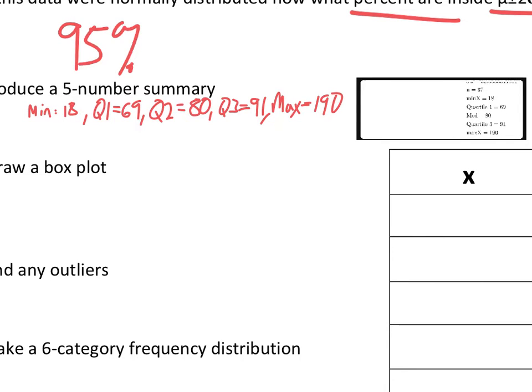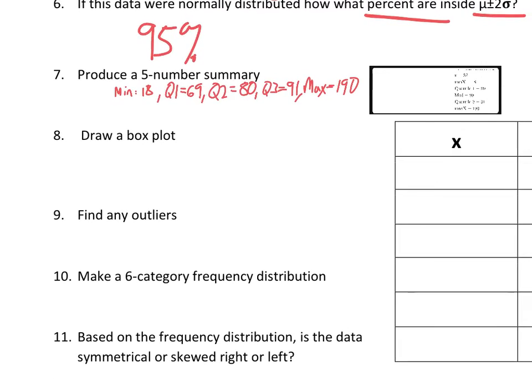All right, there we have it. 18, 69, 80, 91, and 190 is our 5-number summary. Got to learn to read here.